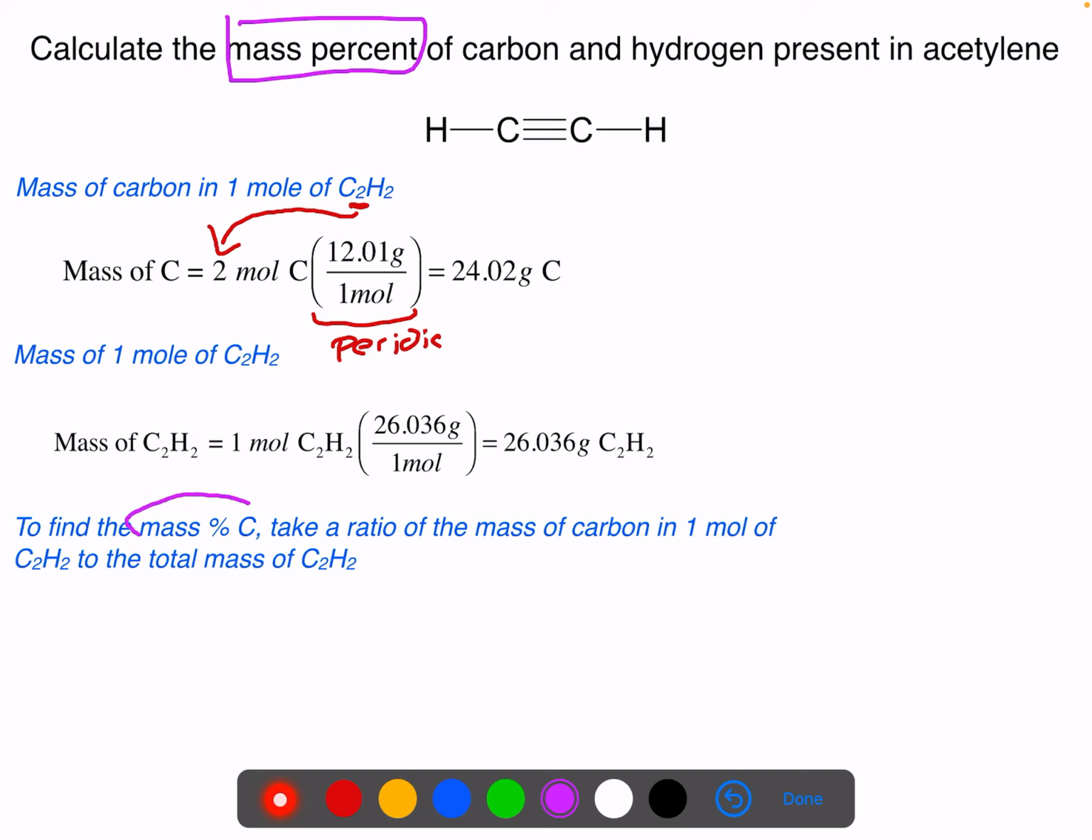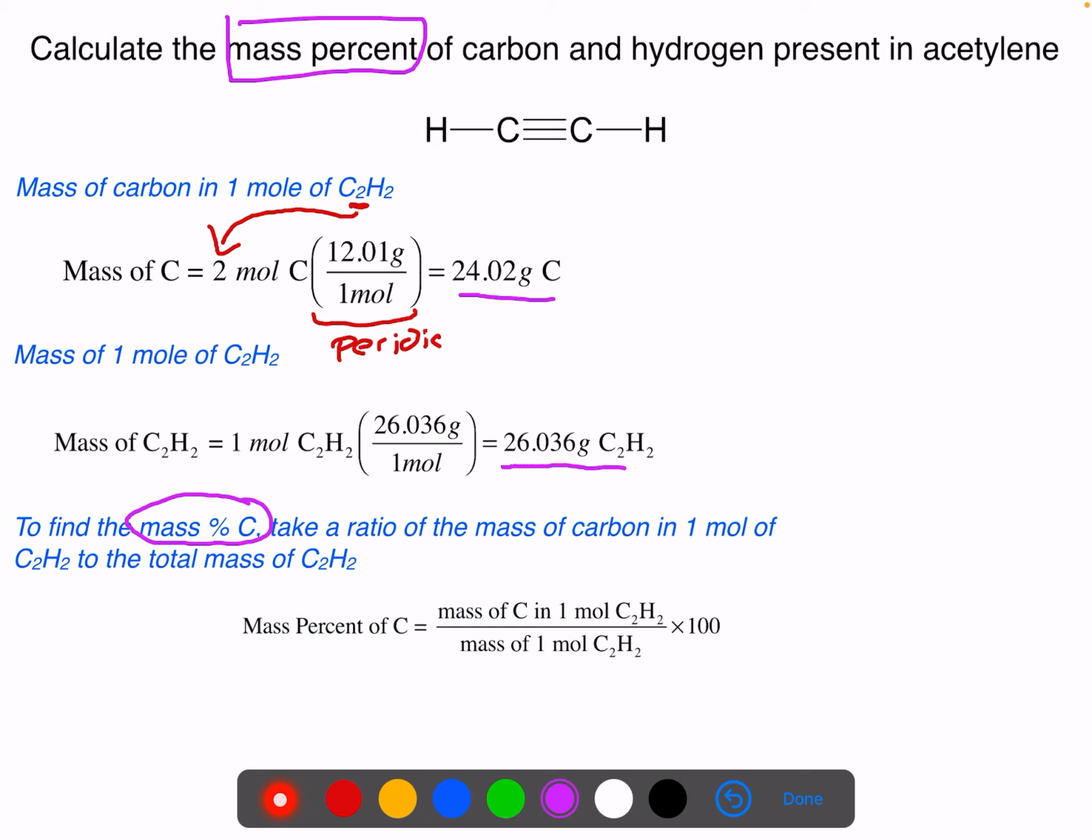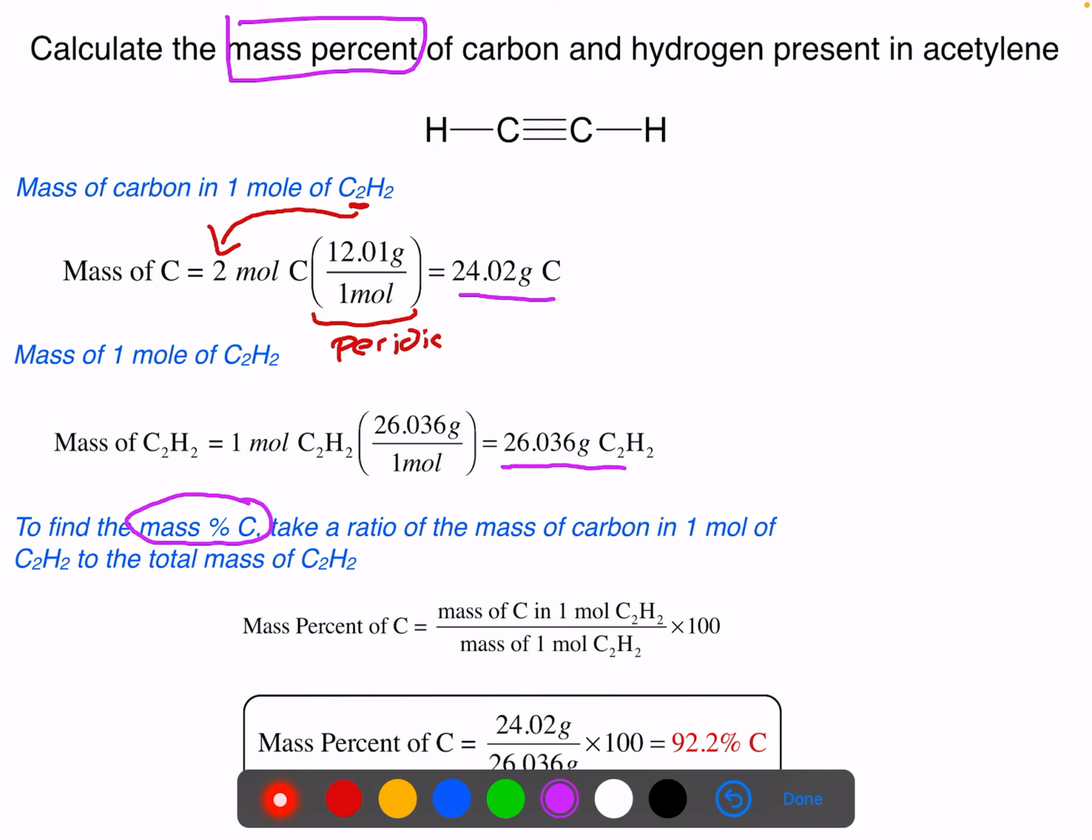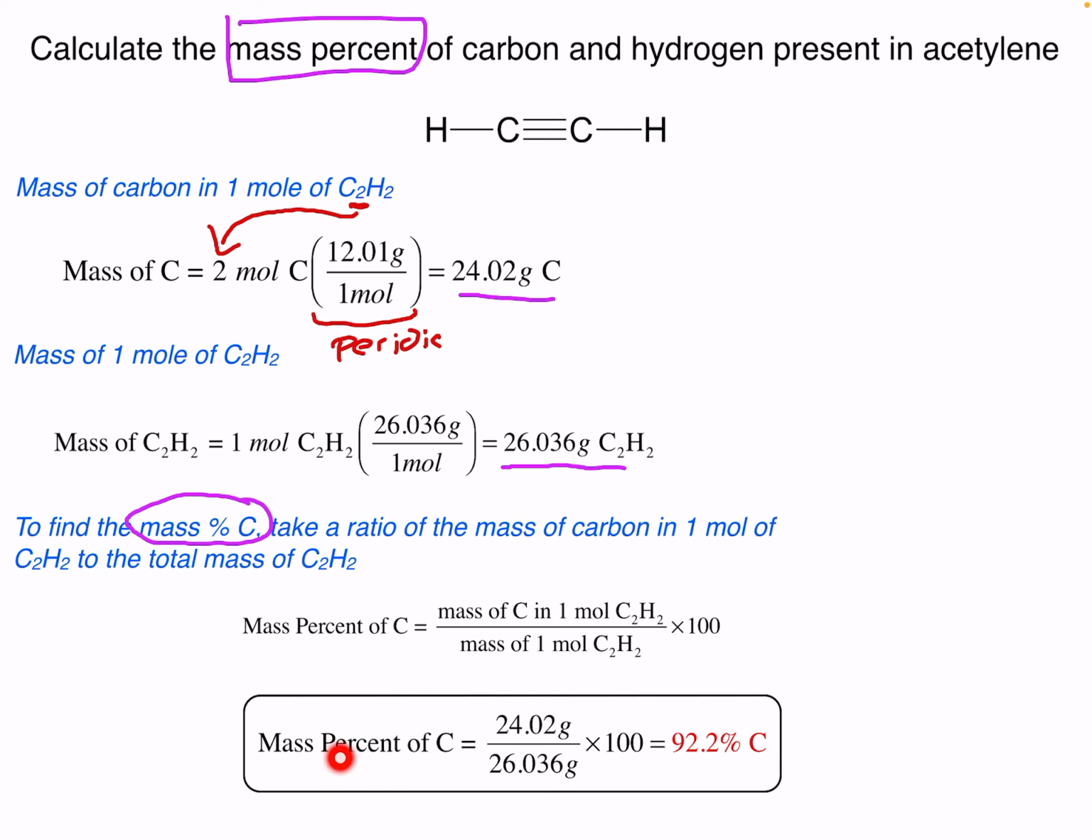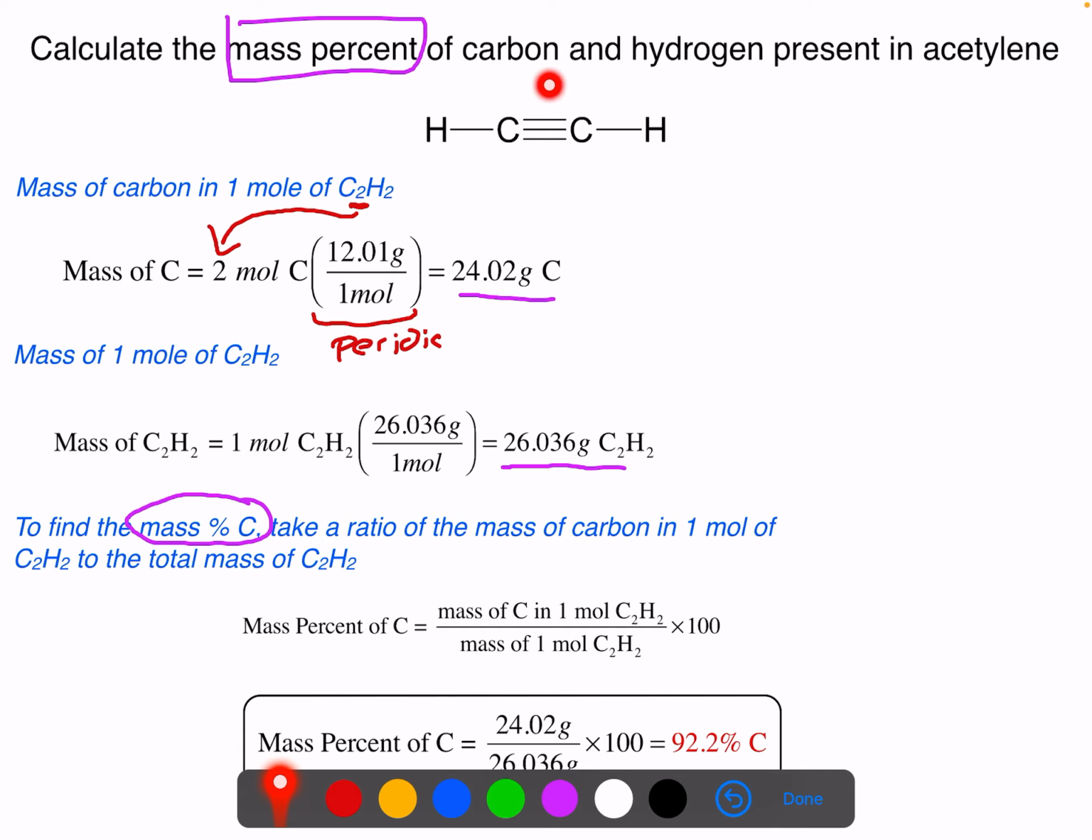So to find the mass percent carbon, we're going to take a ratio of 24.02 divided by 26.036. Right, so the mass of 1 mole of carbon in 1 mole over this. The mass percent of carbon, 24.02 divided by 26.036 times 100 equals 92.2% carbon, right?